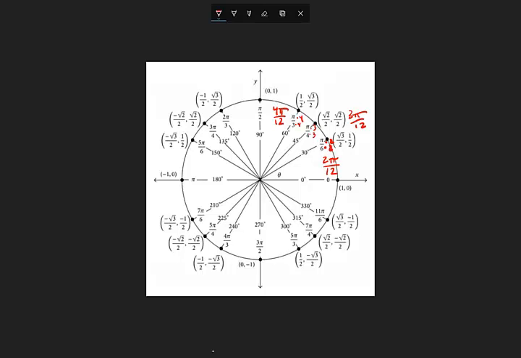Now, if we put any of those together, can we get 5 pi over 12? Yes, we can. If we use pi over 6 and pi over 4, that gives us 5 pi over 12, because 3 pi plus 2 pi is 5 pi. So the two numbers we're going to use are pi over 4 and pi over 6.